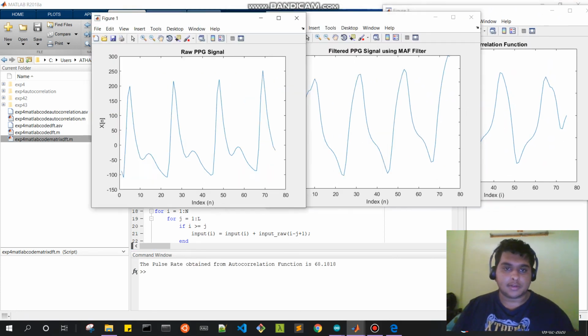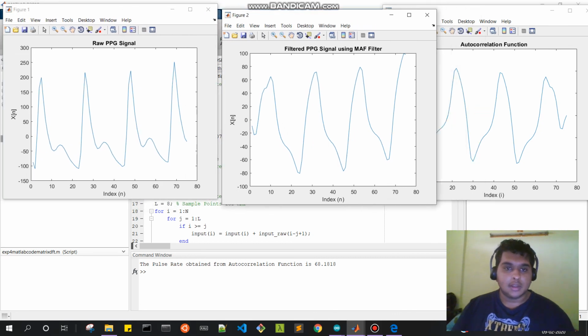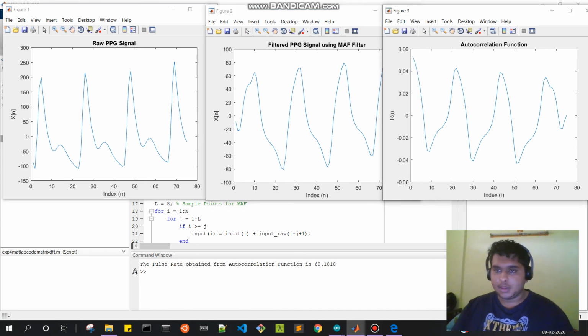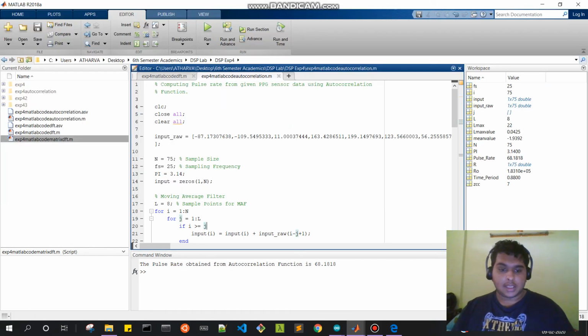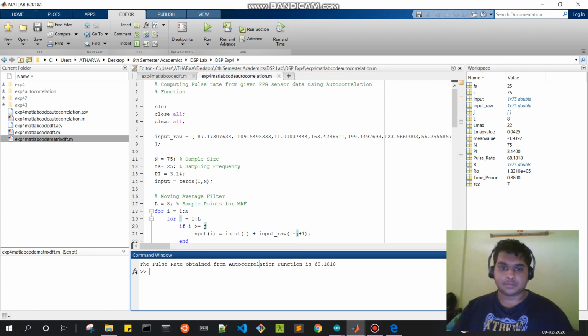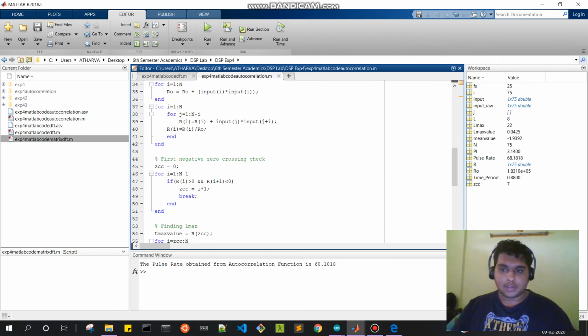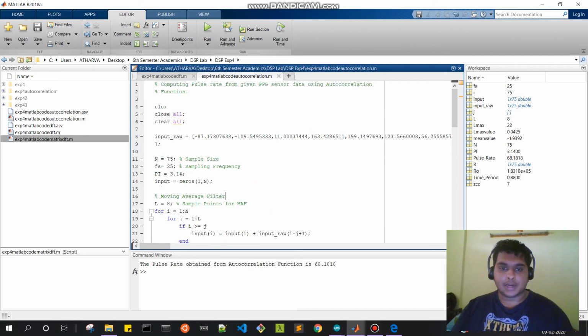Again, I'll just separate all these graphs so that you can see it clearly. Again, the first graph denotes the raw PPG signal, the second graph denotes the filtered PPG signal, and the third graph denotes the autocorrelation function. And the pulse rate that we obtained from the autocorrelation function is 68.1818. So we see that there's a very minute error between the pulse rates that we obtained from DFT and autocorrelation function. And this was it. This is what we did in the previous lab class. Thank you.